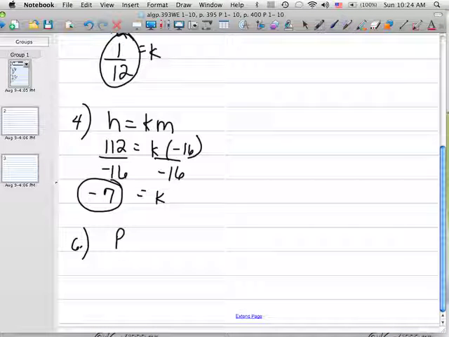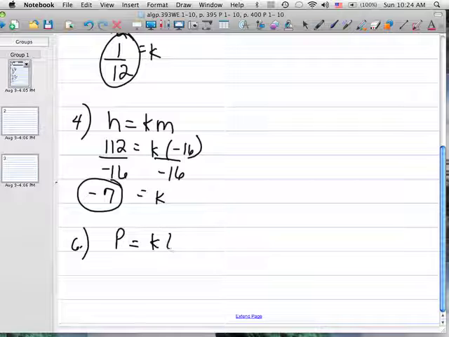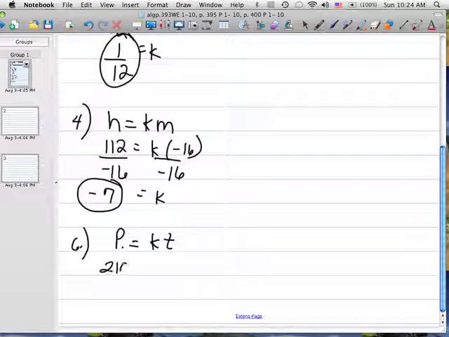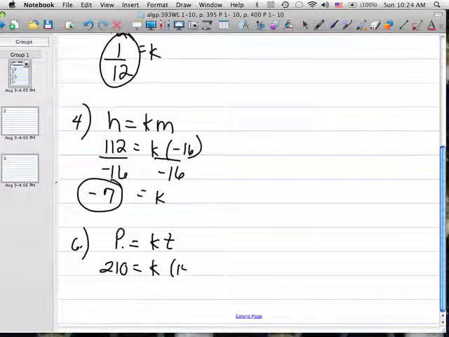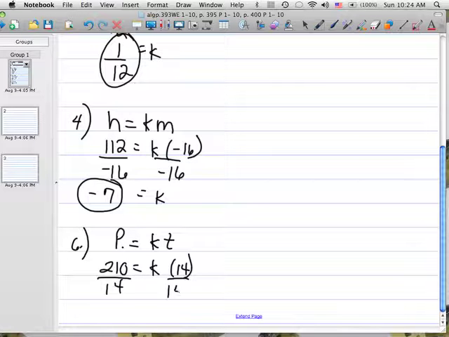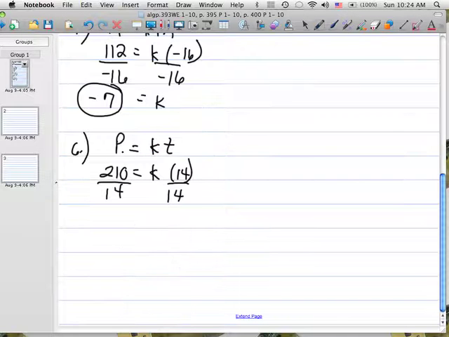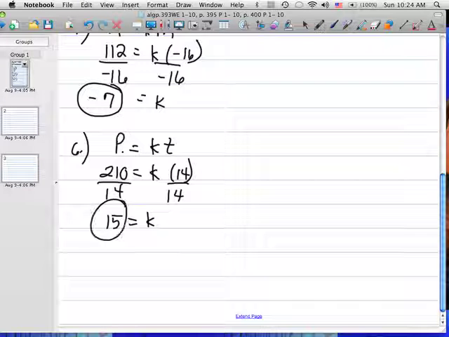Problem number 6, P is directly proportional to T. When P is 210, T is 14. So dividing both sides by 14, use your calculator. 14 goes into 210 15 times, so K is 15 for that one.